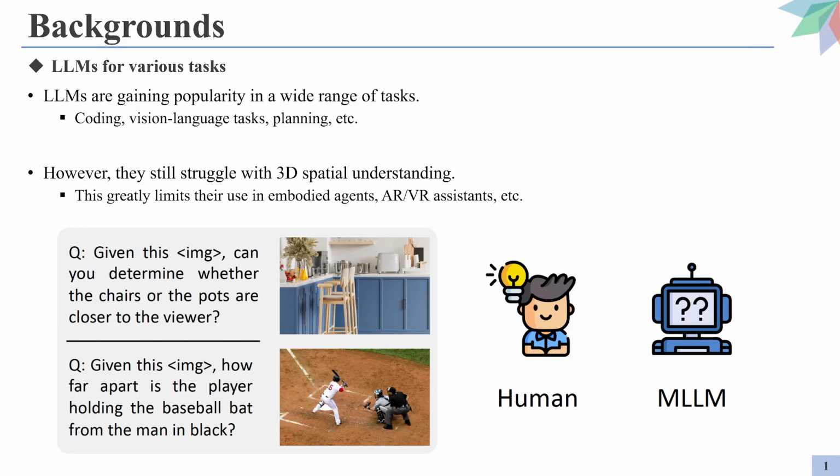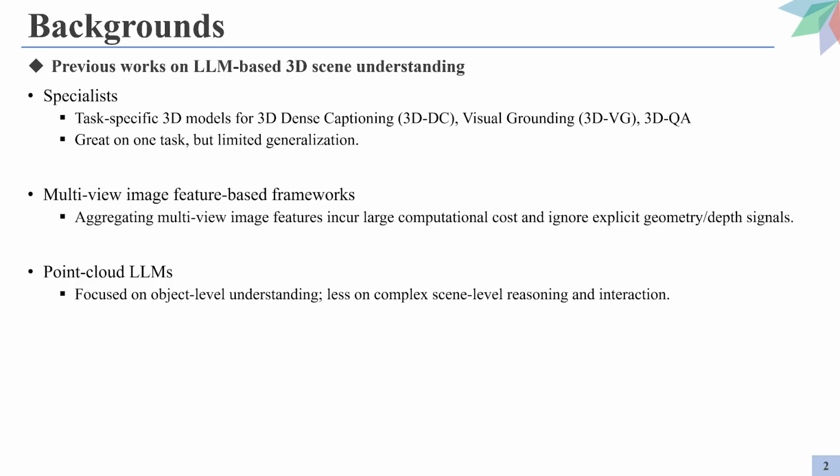Nowadays, large language models are applied to a wide range of tasks including coding, vision language understanding, and planning. They demonstrate strong performance thanks to their generalized reasoning abilities. However, a major limitation is that they lack 3D spatial reasoning capabilities. This shortcoming significantly hinders progress in fields such as embodied AI agents, AR/VR assistants, and related applications.